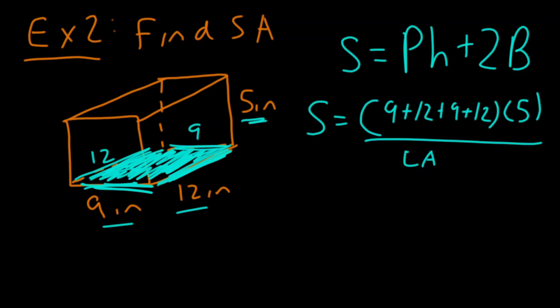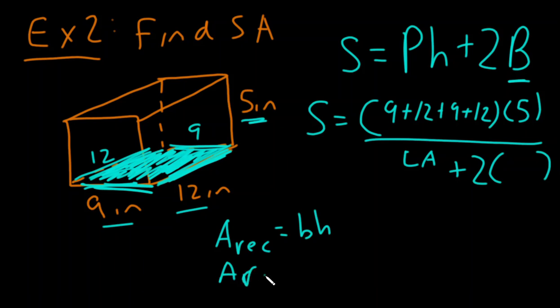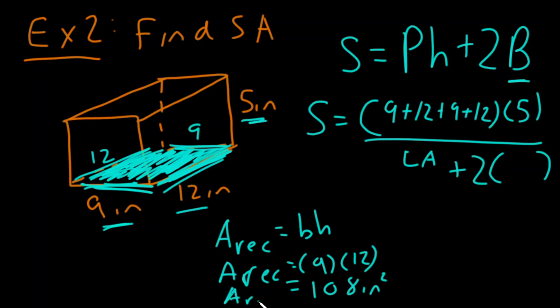Now, I ran out of room over here to the right, so let me write plus 2. And we know that this capital B stands for the area of the base, and our area is specifically a rectangle, and that's going to be the base times the height, or in this case, our rectangle will equal 9 times 12. Okay, what is 9 times 12? That would be 108, in this case, inches squared. And that's the area of our rectangle. So I'll bring that 108 in right there, and let's get to work.